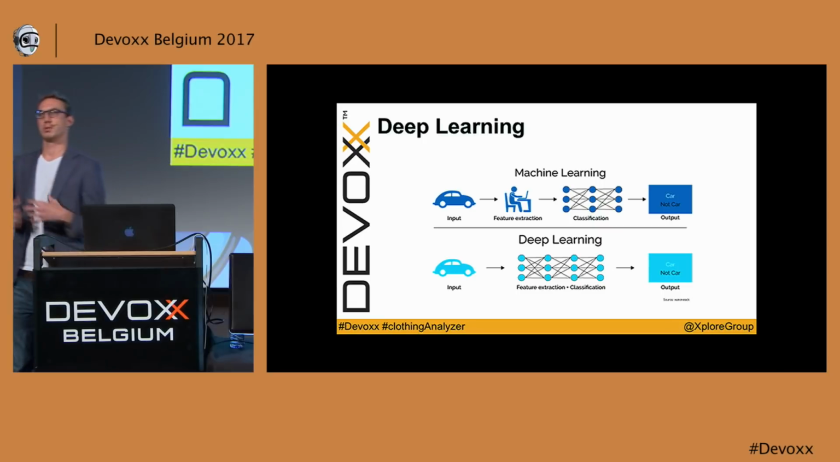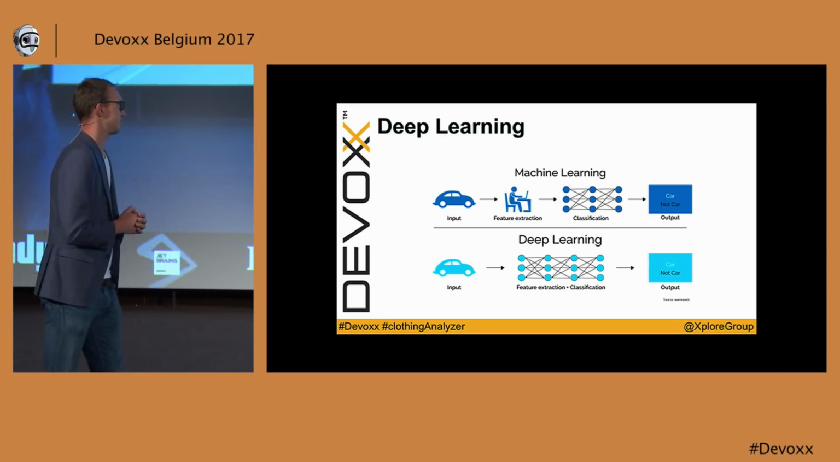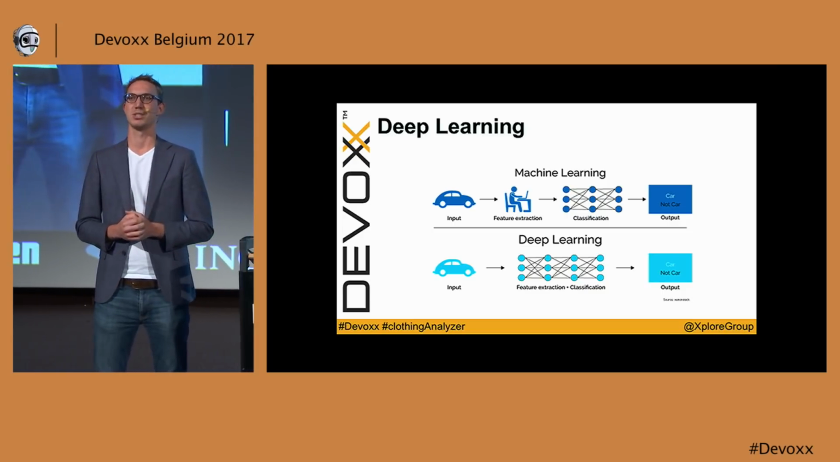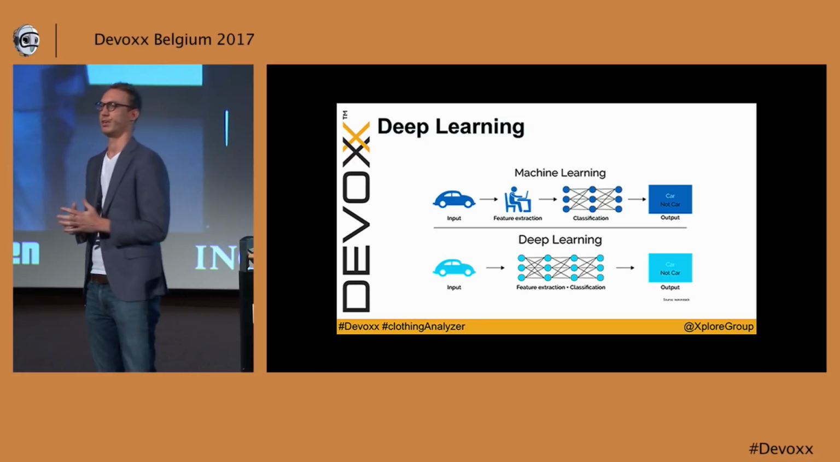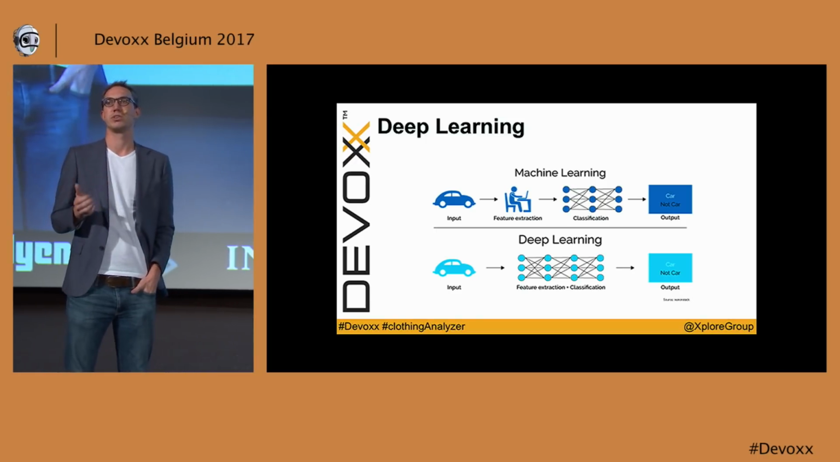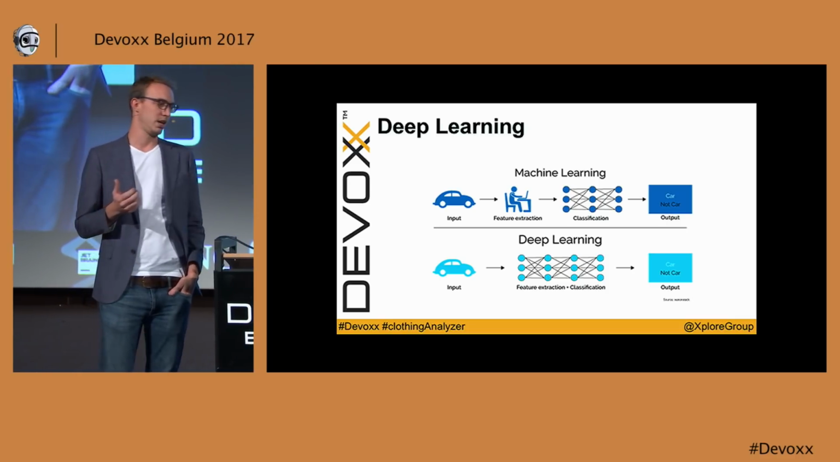Before I get into the specifics of how we built it, maybe it's a repetition for some of you, but I don't know who attended all the deep learning talks this week, so a bit about deep learning. Deep learning actually is a special kind of machine learning. We all know traditional machine learning, so what's the big difference?